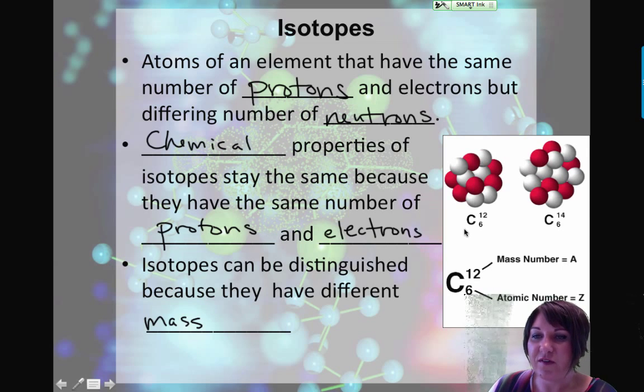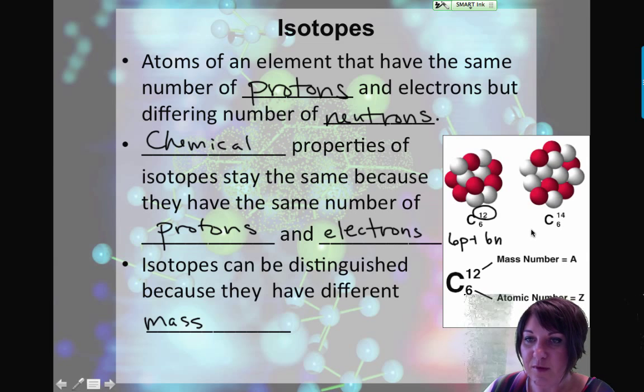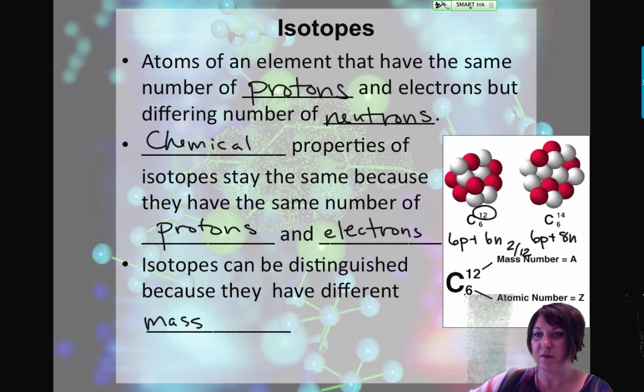Let's look at carbon-12 and carbon-14, for instance. Carbon-12 weighs 12 because there are 6 protons and 6 neutrons. Carbon-14 weighs more because there are 6 protons and 8 neutrons. So this weighs 2 more, and 2 out of 12 is about 16%, 17%.